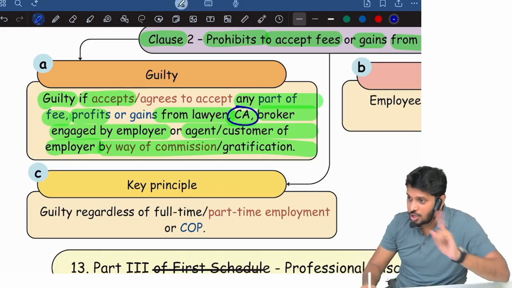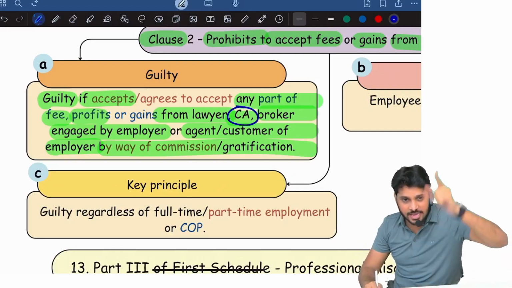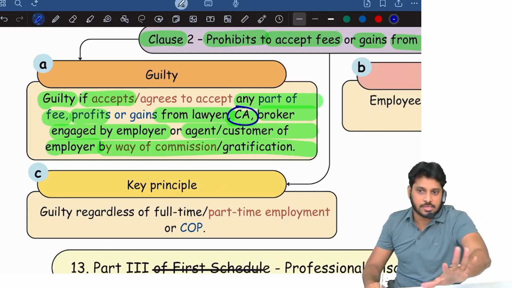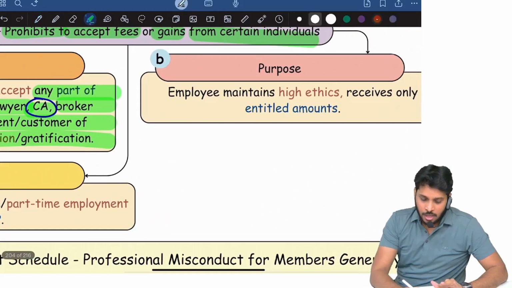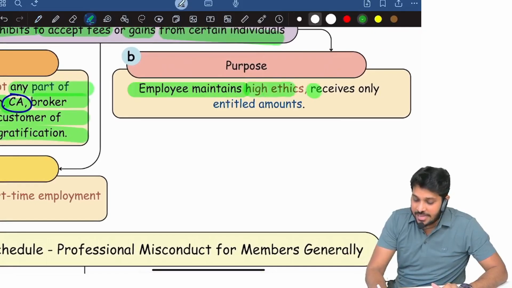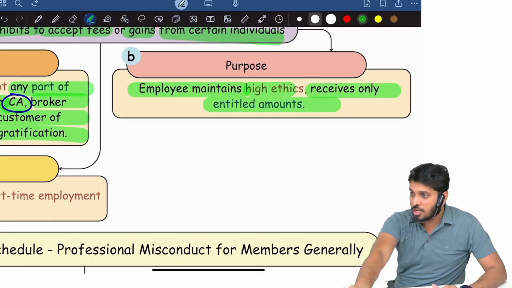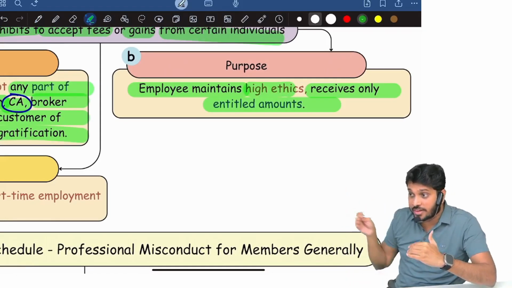You have to be loyal to the company. Are you getting it? You are not principal to principal here. You are working as an employee, so you have to be loyal to the client. That's the logic behind it. So purpose: the employee maintains high ethics and receives only entitled amounts, because if you are getting it unauthorizedly, that is not permitted.